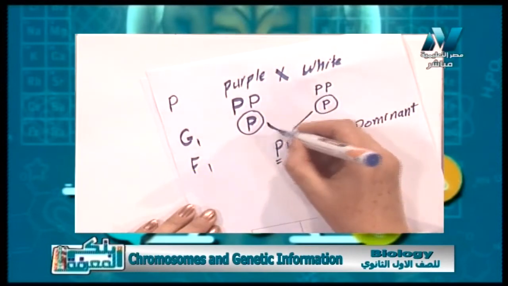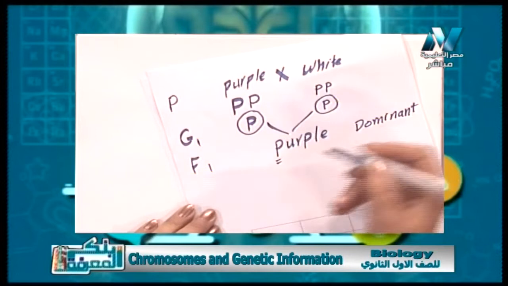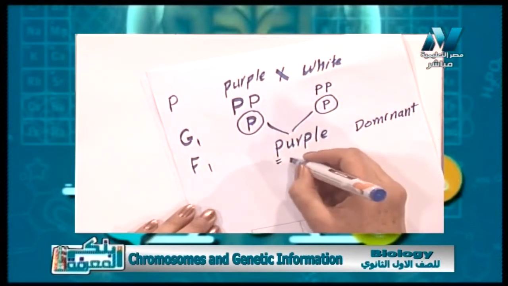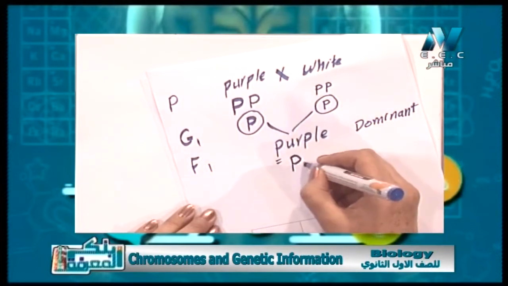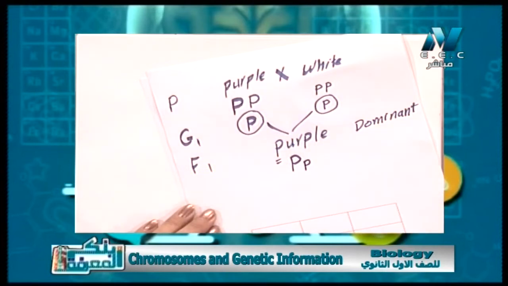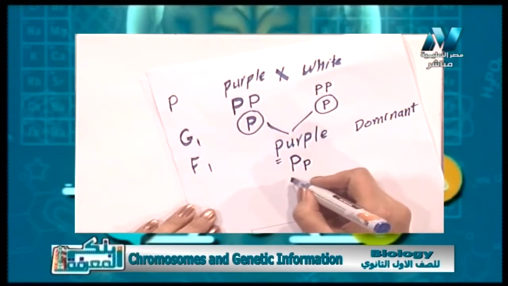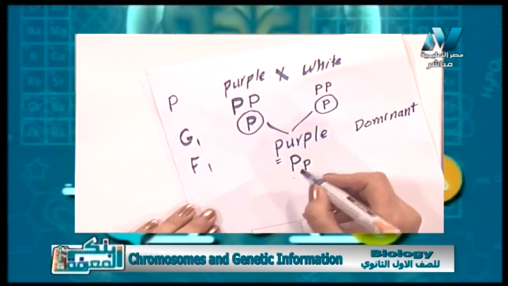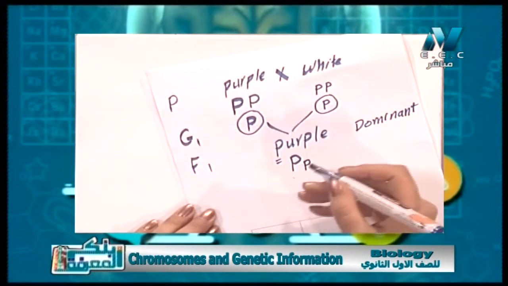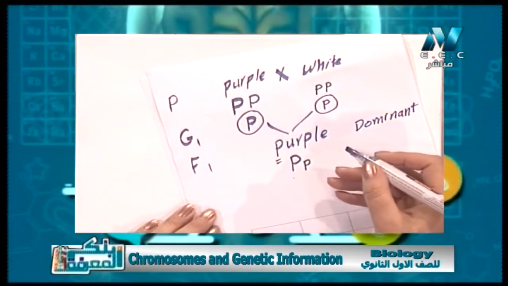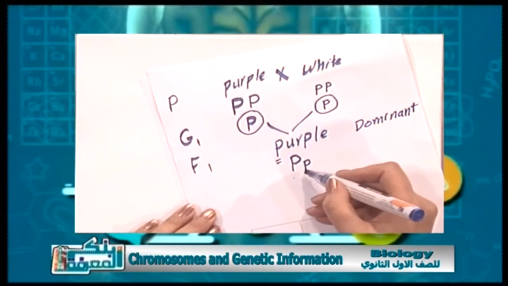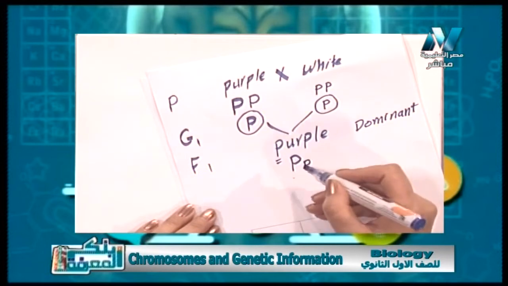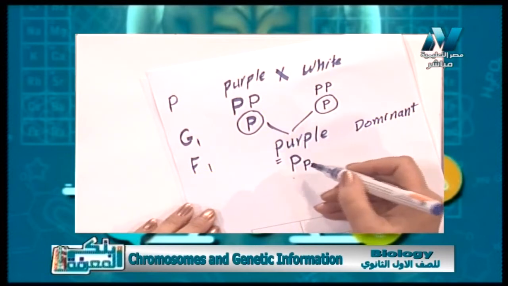After fertilization, the two gametes fuse together to produce the new individuals, capital P, small p. Since the capital P is present here, the individual expresses the dominant character. And the recessive gene has no effect in the appearance of this character.